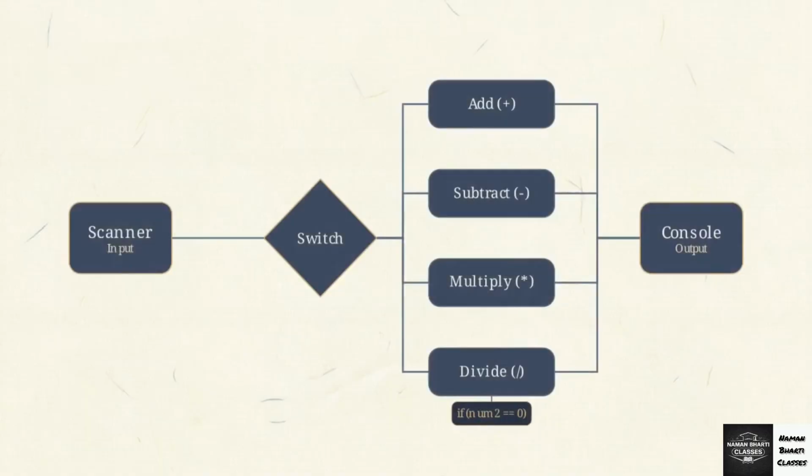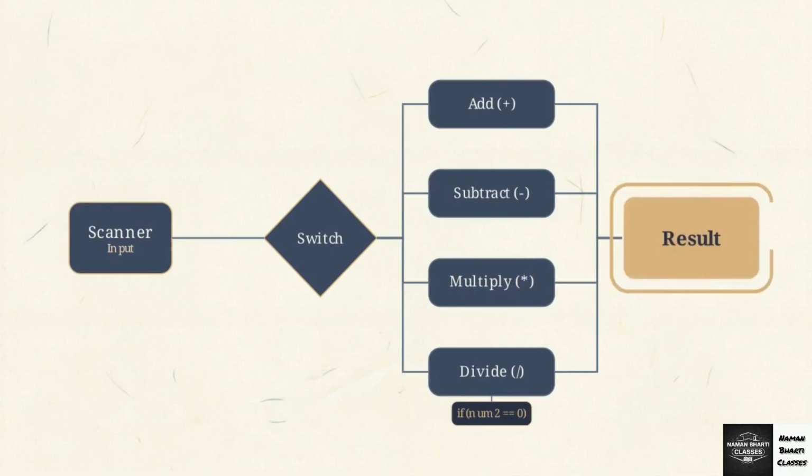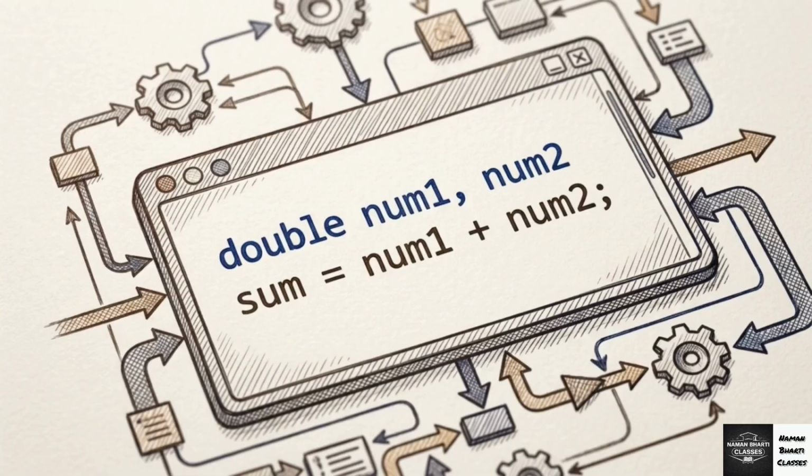You have successfully built an interactive application that takes raw user input, routes it through custom logic, and delivers accurate results. Before you go, modify it to accept and calculate floating point decimals. Good luck and keep coding.